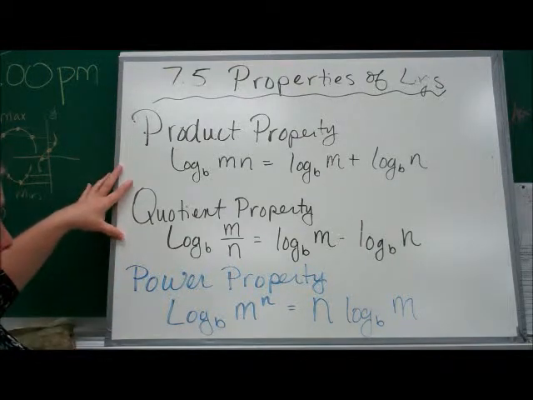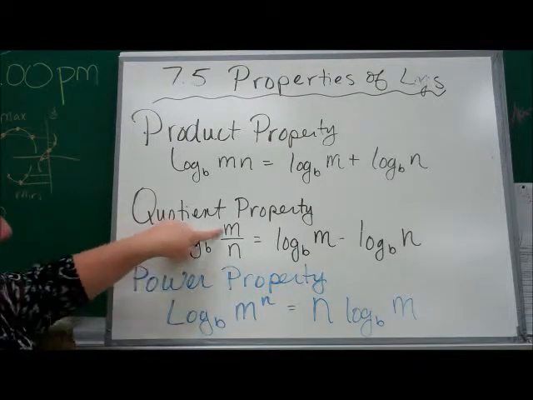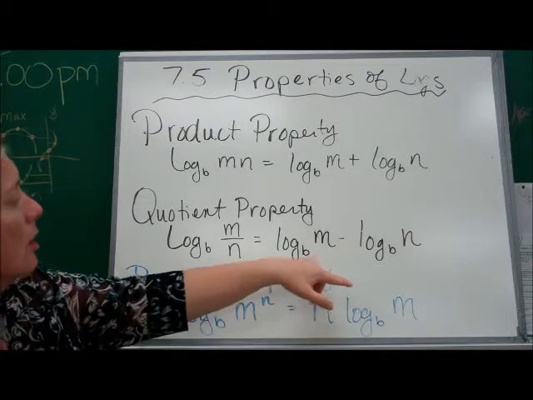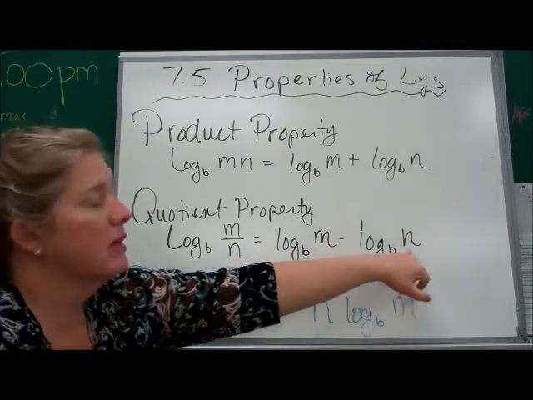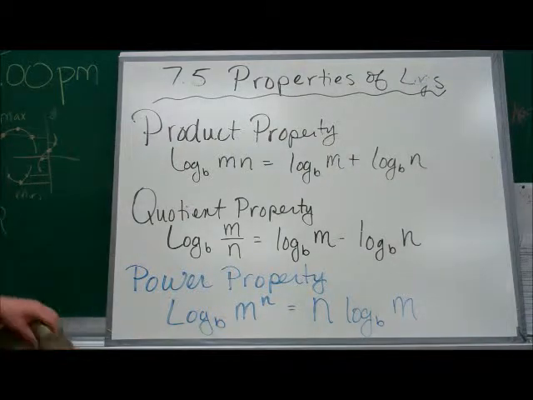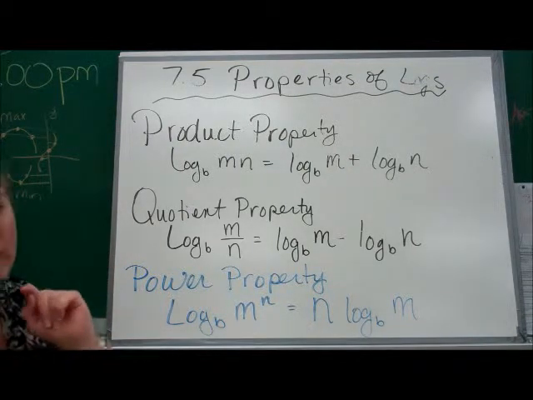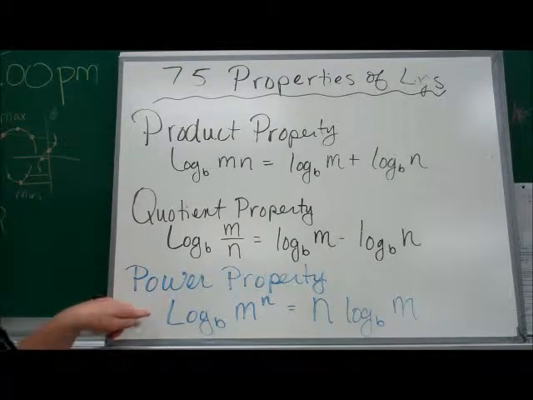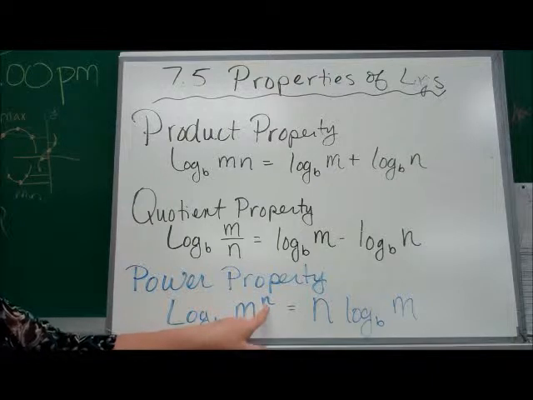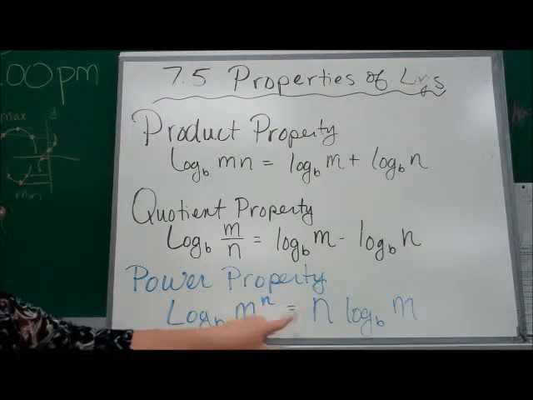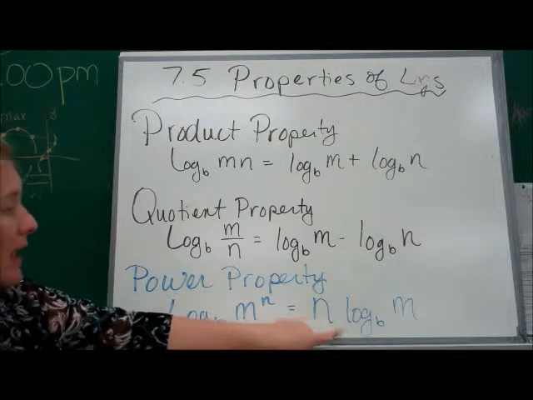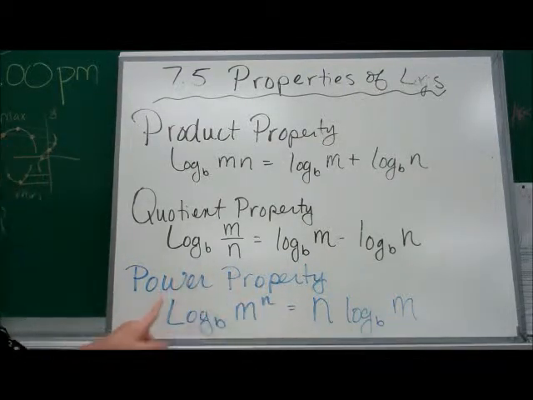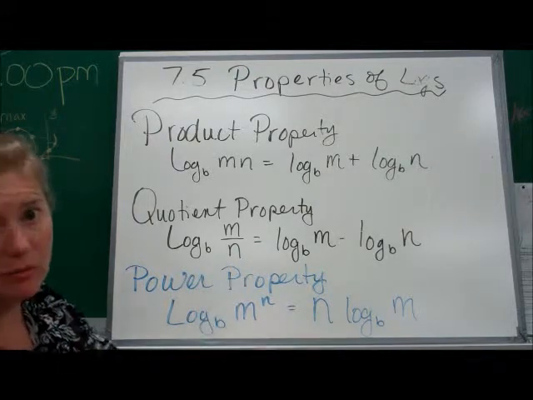Quotient property. Here we've got log base b of m divided by n. That becomes a subtraction problem: log base b of m minus log base b of n. And then one of my favorite ones, the power property. We definitely will be using this a lot with solving. Log base b of m to the n power becomes n times the log base b of m. So that power becomes a coefficient, something you multiply.